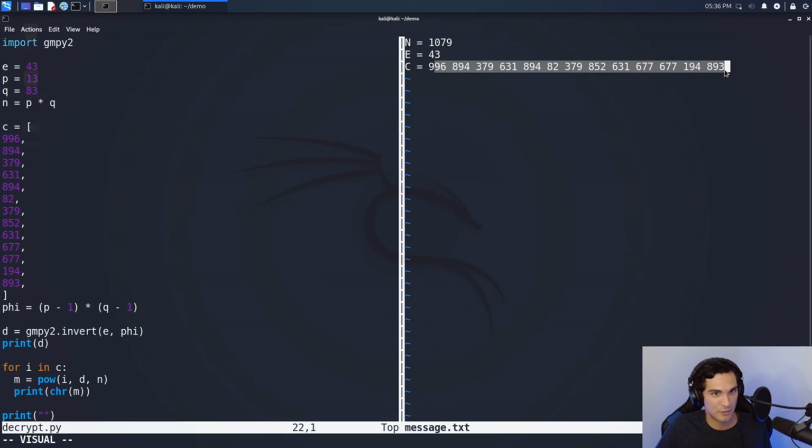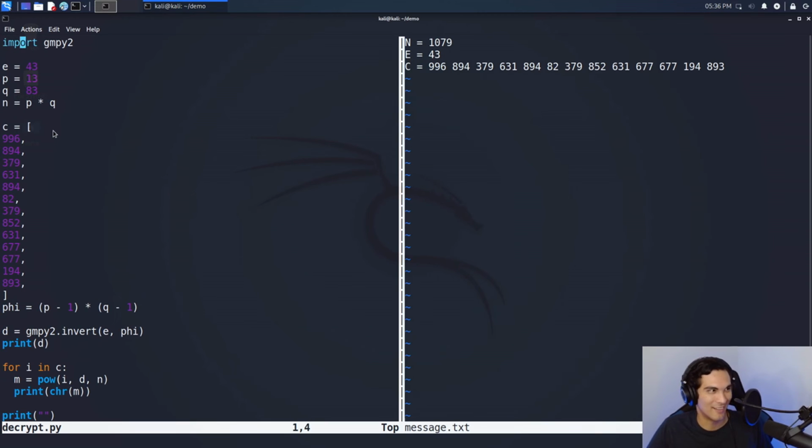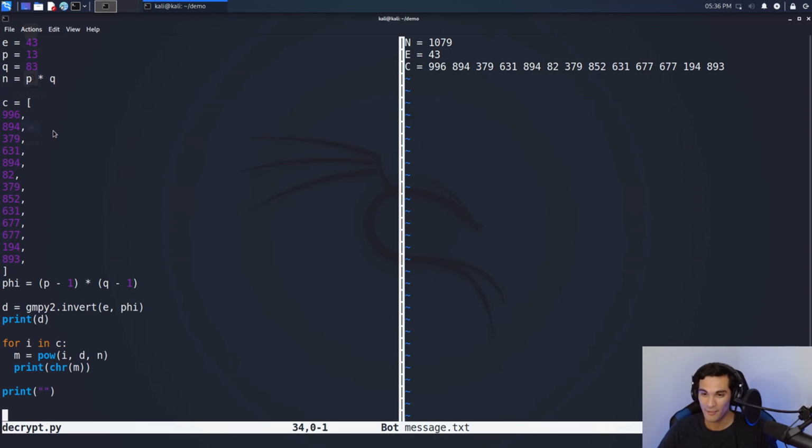I just took this message here and made it into an array, splitting up all the values like that. And then there is some slight math here. I didn't feel like implementing all of the math required to solve this, so I'm using GMPY2, a Python library that you can download for free. I don't know why it's called GMPY. I'm just going to call it Gimpy, because why else would you name your project GMPY?